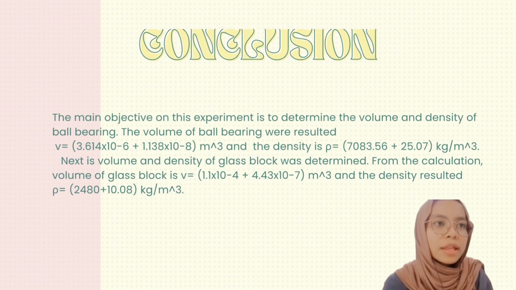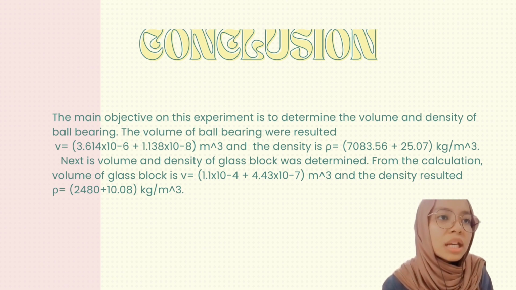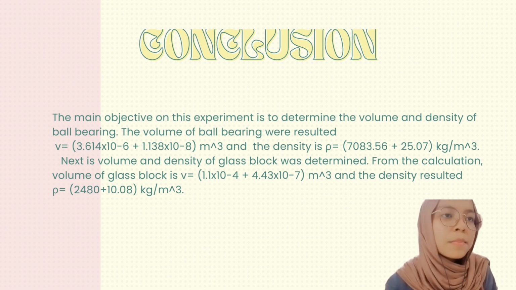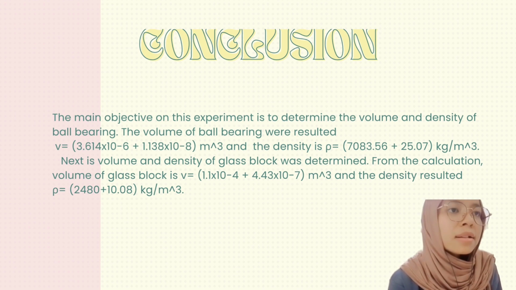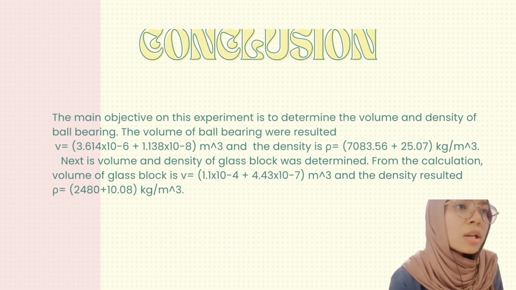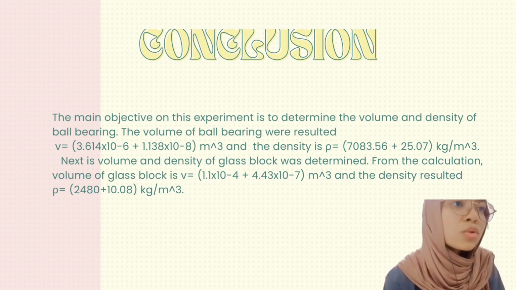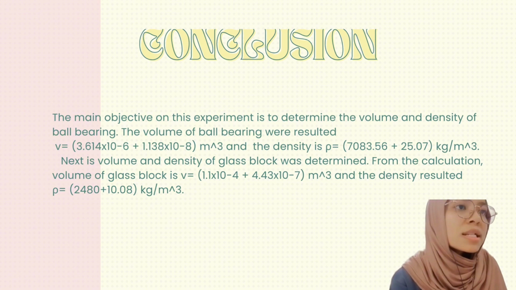The main objective of this experiment is to determine the volume and density of the ball bearing. The volume of the ball bearing will result in V equals 3.61 multiplied by 10 to the negative power of 6 plus or minus 1.138 multiplied by 10 to the negative power of 8 m to the power of 3, and the density is rho equals 7083.56 plus or minus 25.07 kg per m to the power of 3.